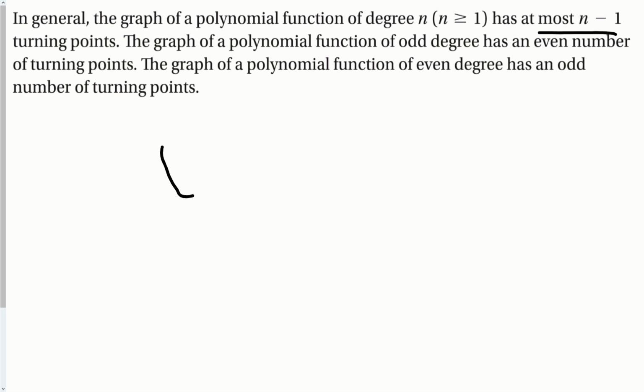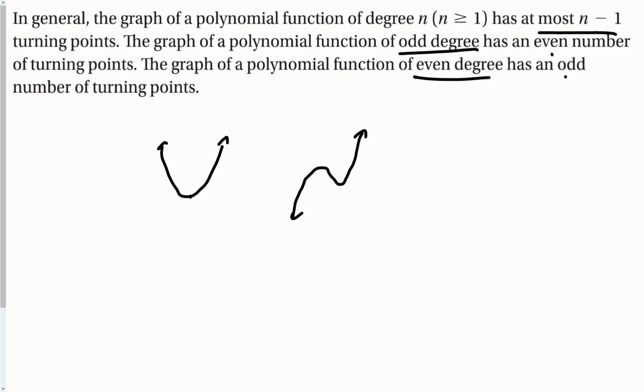If a graph only turns one time, both ends go in the same direction. I need a polynomial to turn once in order to be an even degree, right? An odd degree has an even number of turning points. An even degree has an odd number of turning points for the same reason. Okay? And again, this is not telling me what those turning points are.